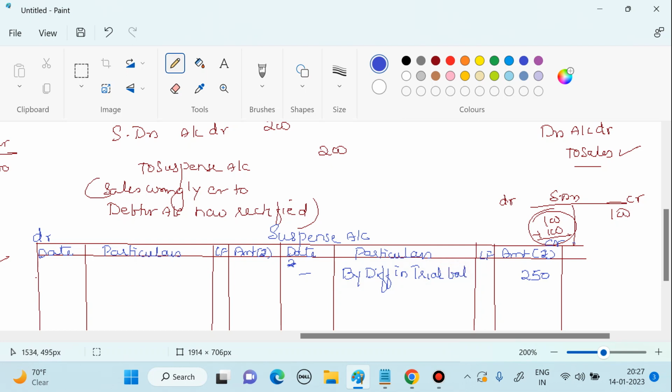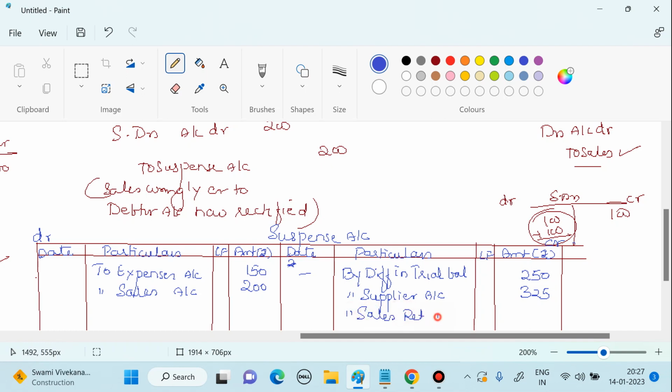And then start looking at each of the entries that you have. First one, suspense to expenses. So to expenses account, 150. Suspense to sales. So write to sales account, 200. Next is supplier to suspense. So it will be by supplier or creditor account, 325. Then sales return to suspense. So it is by sales return account, 200.